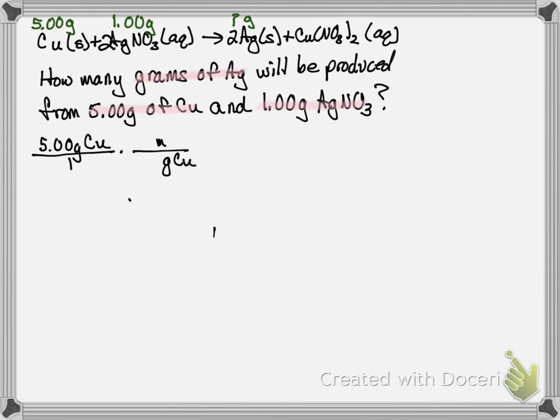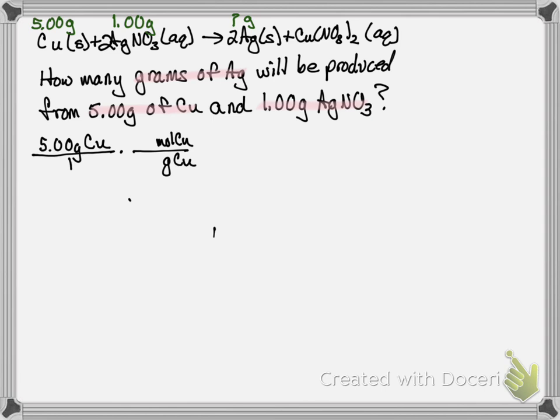Our next step is to get rid of the grams of copper, so we put grams of copper on the bottom, and go to moles of copper. We need to go from one substance to another on the balanced chemical equation, which means we need to be in moles. You can't go from one substance to another unless you are in moles, because moles has to do with how many particles, and the balanced chemical equation is based on how many particles.